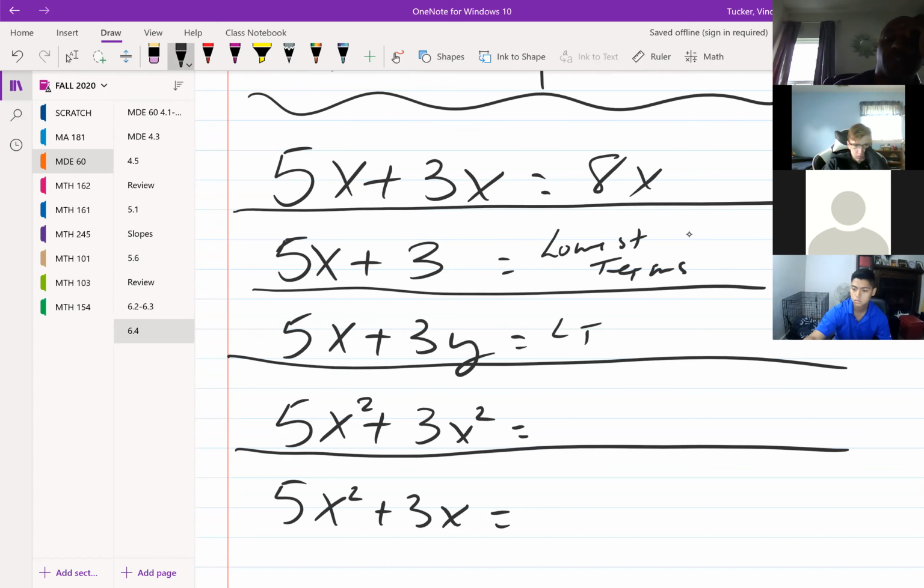5x squared plus 3x squared is 8x squared. Notice we didn't change the exponent. All we did was add the coefficients that were in front of our exponents. And then 5x squared plus 3x is already in lowest terms. All right. So before we pull out some problems, any questions on what we can and cannot add together?